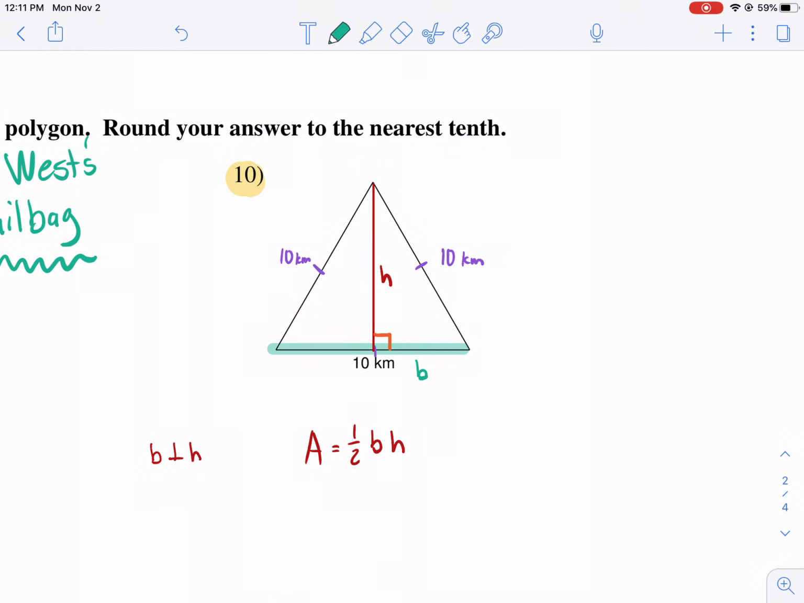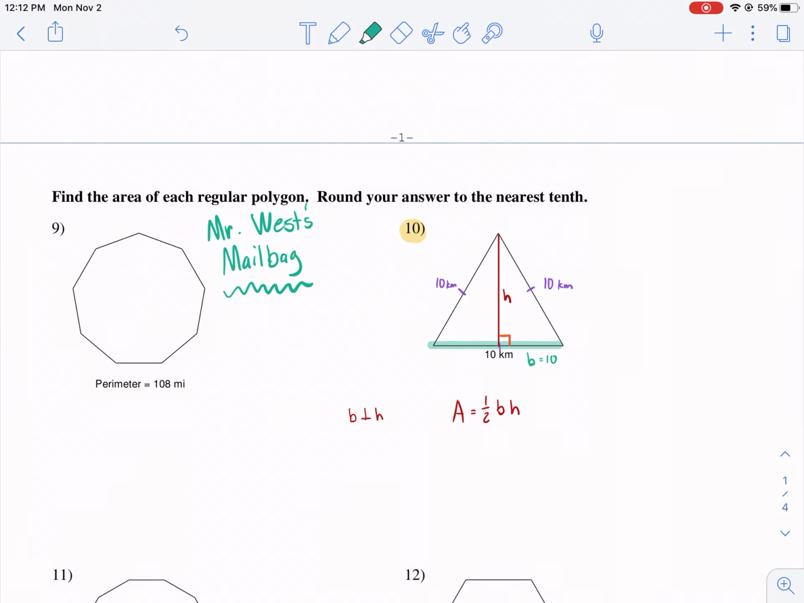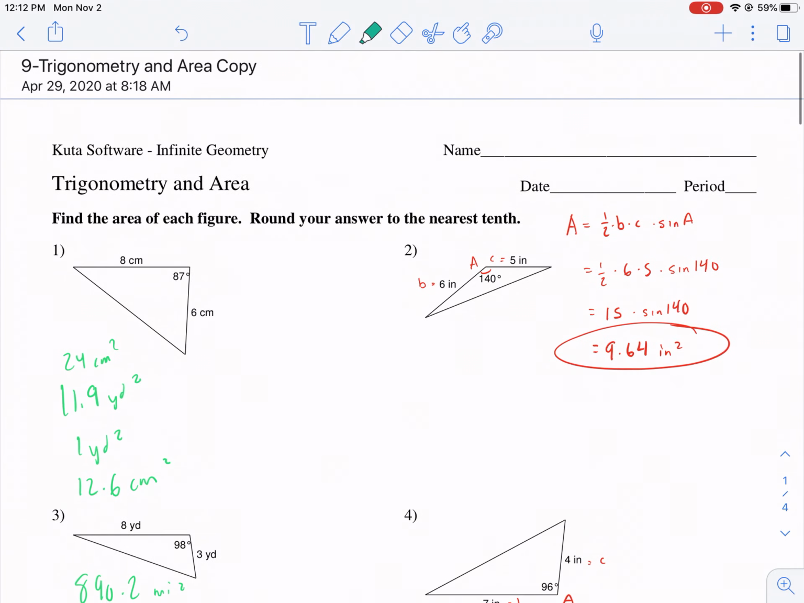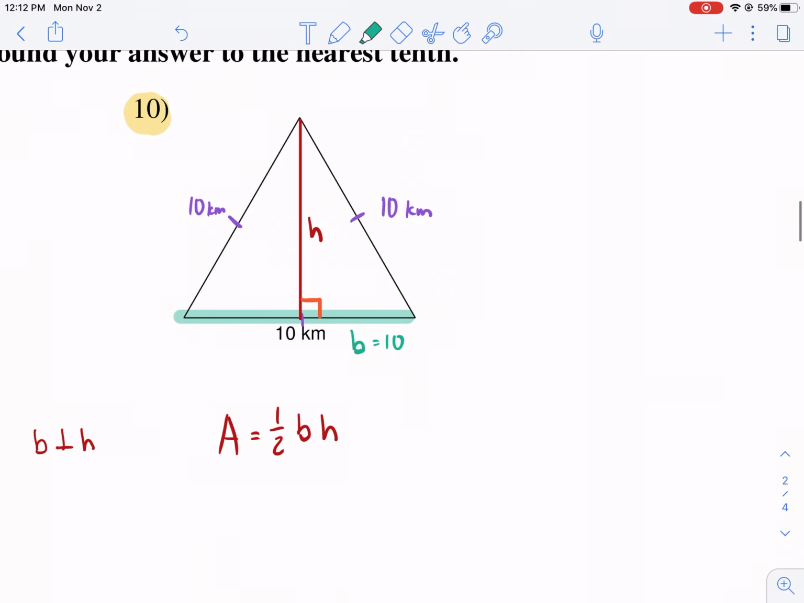Now we have the base length, that would be 10. Our base would be 10. So we have that component for our formula, but we're missing the height. So how do we find the height? Well, since this is a problem on the section of trigonometry and area, you might have guessed that we're supposed to use some trigonometry here.